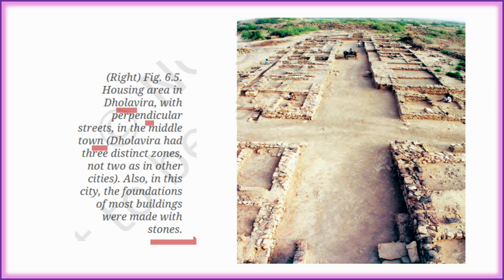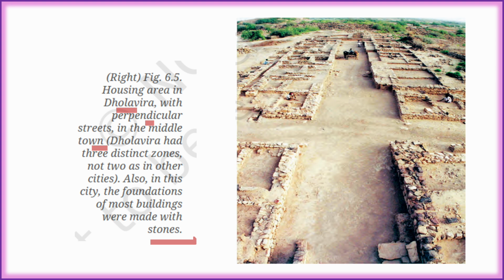This part of the city is called Middle Town. Dholavira had three distinct zones, not two as in other cities. Most Harappan cities had two parts, upper town and lower town. But Dholavira was special because it had three separate areas. So what makes Dholavira different from other Harappan cities?